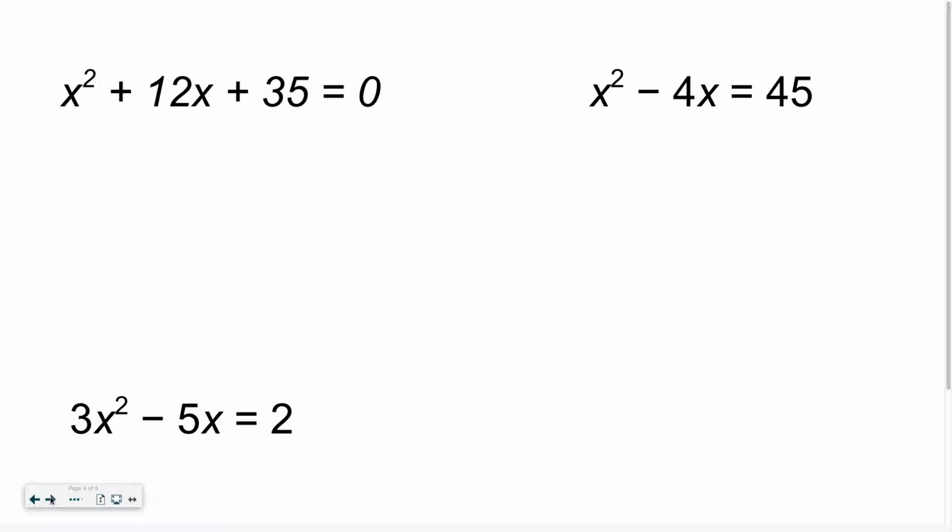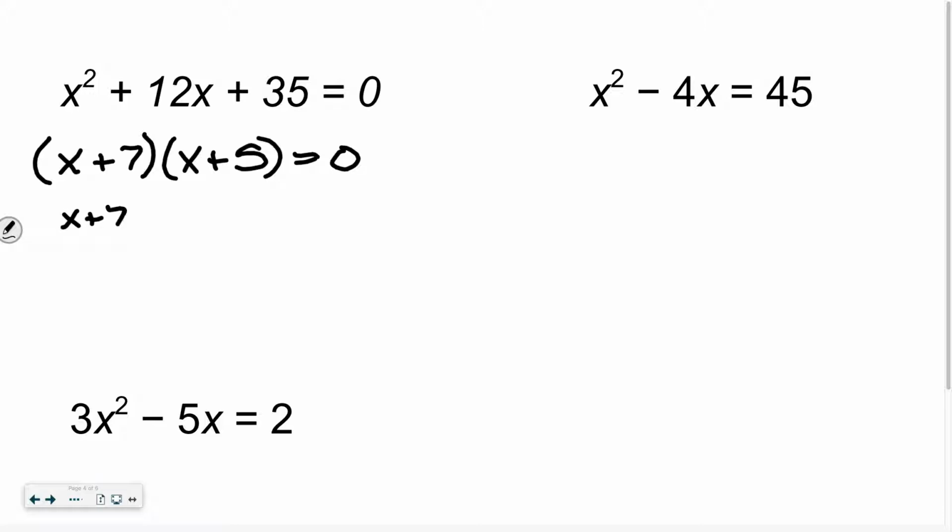Now we have examples of equations. Notice that they're not just trinomials, they have equal signs. Okay, so for the first one, we're ready to solve, right? Important to note, in order to solve by factoring, one side must be equal to 0. So what are our factors here? 7, 5. x plus 7, x plus 5 equals 0. In order for those two things to multiply to 0, one or both of them would equal 0. So x equals -7 and x equals -5.